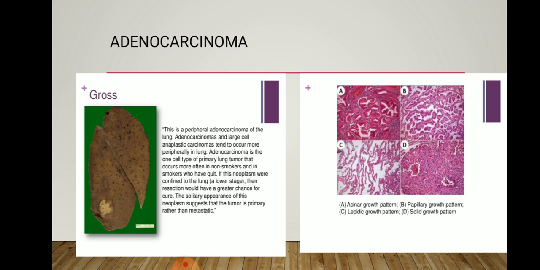This is the image showing gross appearance of adenocarcinoma. We can see here a peripherally located mass. Adenocarcinoma is the one cell type of primary lung tumor that occurs more often in non-smokers. The solitary appearance of this neoplasm suggests that the tumor is primary rather than metastatic. In another image, we can see different patterns of adenocarcinoma.